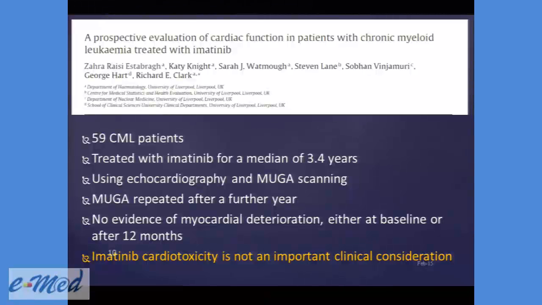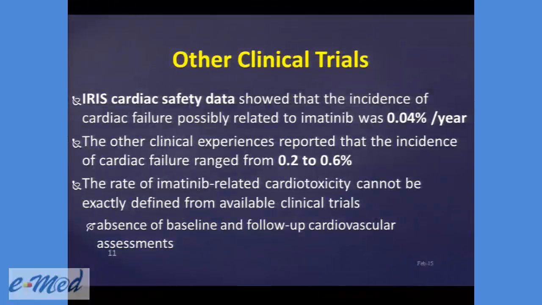Another article which examined this issue prospectively was published in 2011 by an English group. In this study, 59 CML patients treated with imatinib for a median of 3.4 years were evaluated by using echocardiography and repeated MUGA scanning. There was no evidence of CHF, and the authors summarized that imatinib cardiotoxicity should not be of clinical consideration. Other large clinical cohorts, including the IRIS trial, which is the largest and most established trial for imatinib first-line in CML, could not support an imatinib-related cardiotoxicity, and the reported rate of this adverse event in these trials was less than 1%.